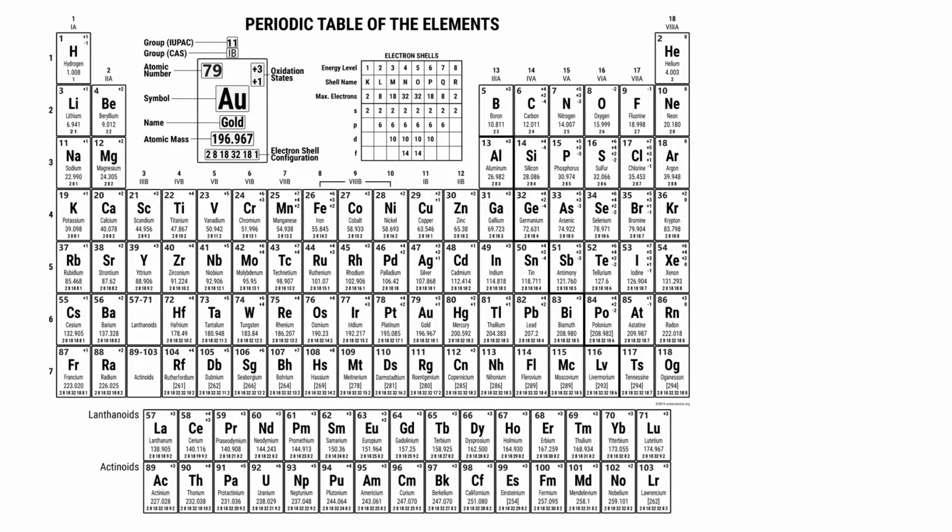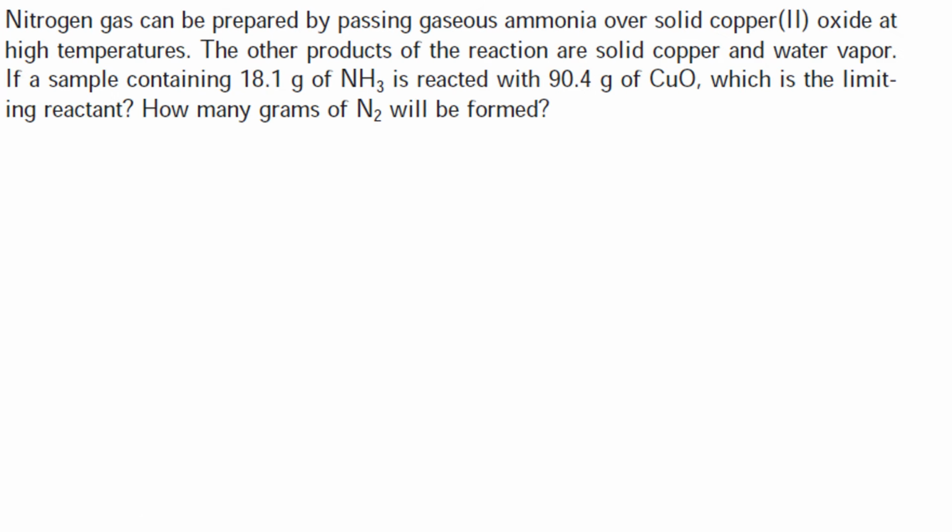Okay, let's do some stoichiometry problems. The first question states that nitrogen gas can be prepared by passing gaseous ammonia over solid copper oxide. So nitrogen gas is a diatomic molecule. That means each molecule of nitrogen gas has two nitrogens, N2, and that's just something that we've got to memorize.